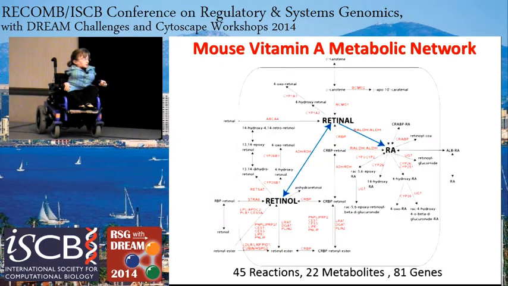And so this is a diagram of our completed vitamin A metabolic network. We have a total of 45 reactions, 22 metabolites, and 81 genes. And I've highlighted the classical vitamin A metabolic pathway here. But as you can see, there are many more reactions and genes that could be contributing to the overall RA pulse. And so knocking out all these genes experimentally isn't feasible, and so that's where our model comes into play.